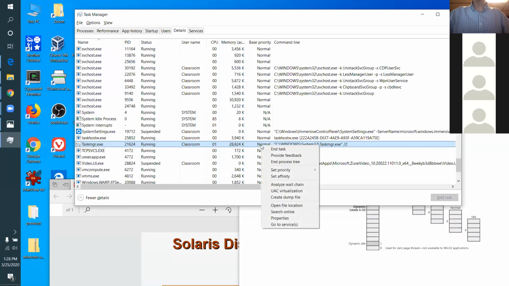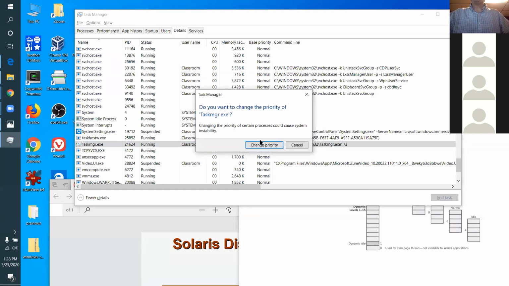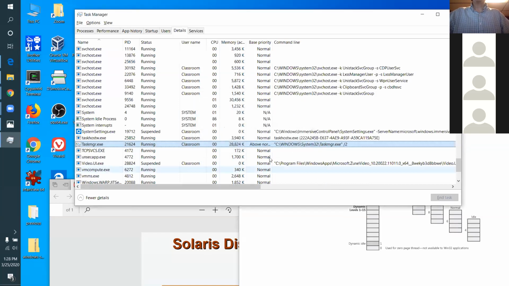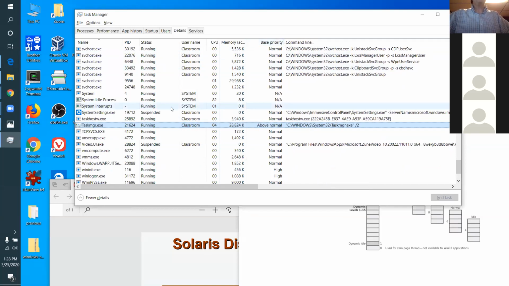Now, if I want to, I can just go here and put Task Manager at above normal. Do you see the pop up? It asks you, "Are you sure you want to do this?" Okay, now my Task Manager is running at above normal, which is probably a little bit safer. Task Manager is less likely to get locked out by a runaway process.